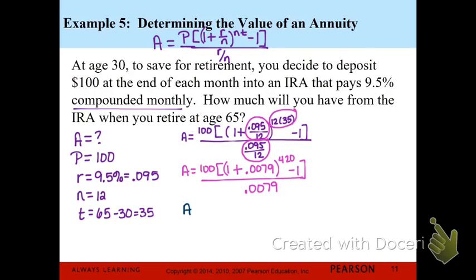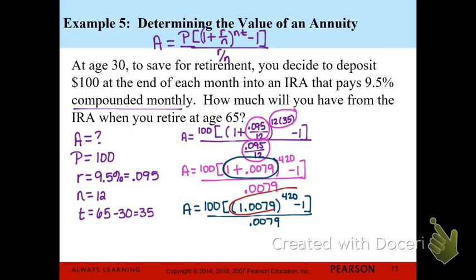All right, so next we can add what's in the parentheses here, right? Yes. So we got 100. What's 1 plus 0.0079? 1.0079. Look at y'all. You did it without a calculator, right? Nope. Okay, so what do we do next? Raise that to the exponent, 420. We're going to do that exponent there.